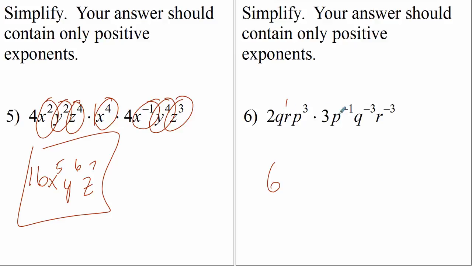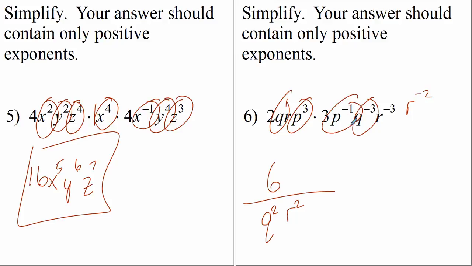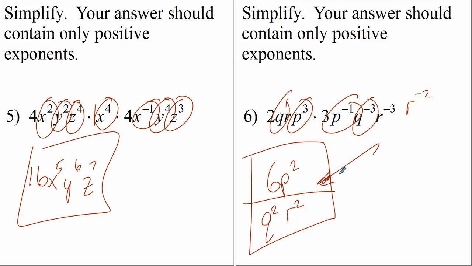I have 1 Q and negative 3 Q's. So that means I have negative 2 Q's, which have to go on the bottom because now it's positive. I have 1 R and negative 3 R's. So that means I have negative 2 R's, which needs to go on the bottom. Then I have 3 p's and 1 negative, so that means p squared is up top, stays there because it is positive. You, sir, are done. Okay, there we go. Let's go on to the next section here.